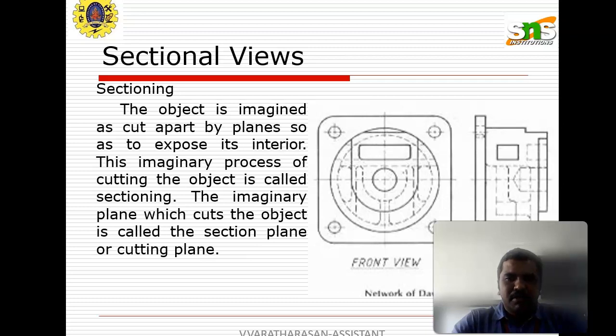The front view and the left side view are given in the diagram. The object is shown so that the sectioning line can be shown by the cross-sectional views of the front and top view. Here they expose the imaginary process of a cutting plane, which is called a sectional plane. We can learn this from the first slide.